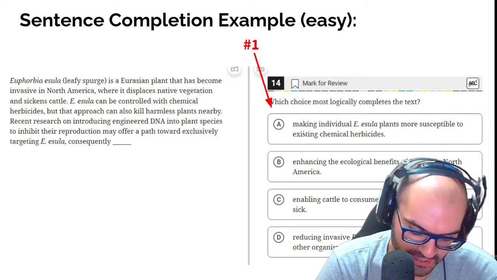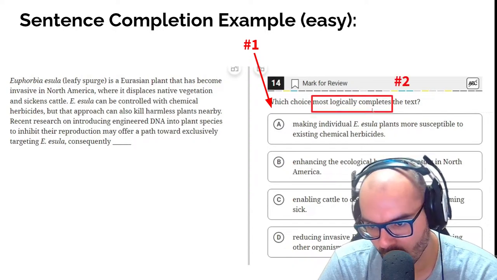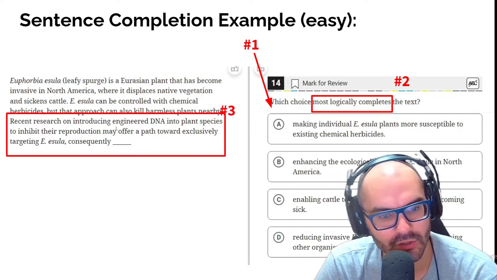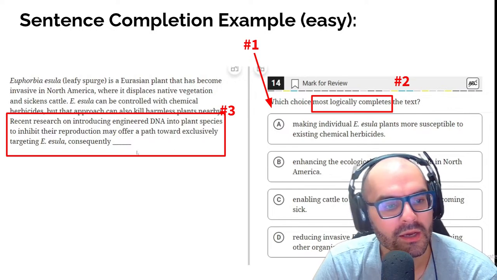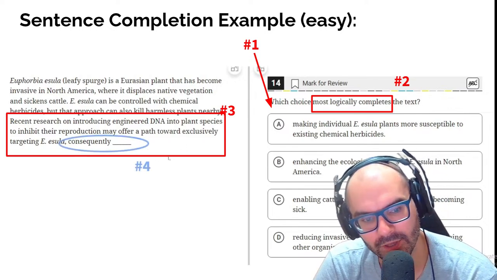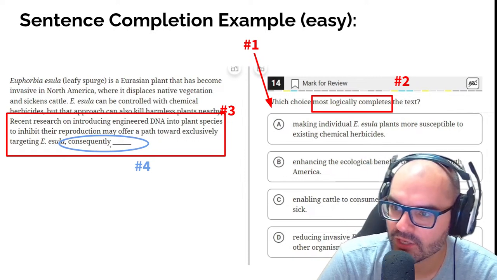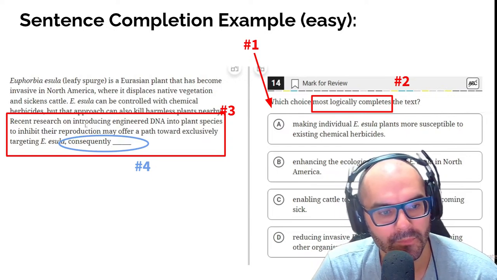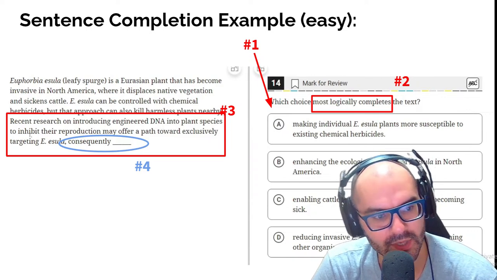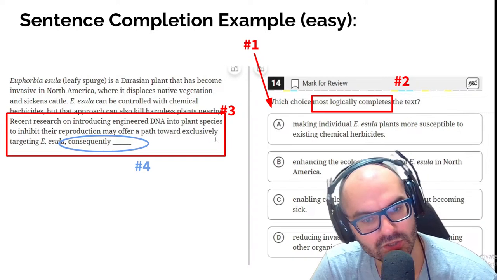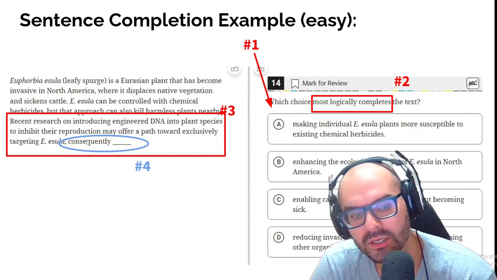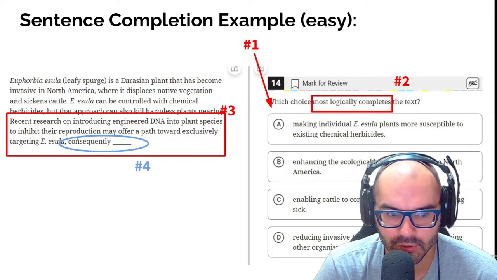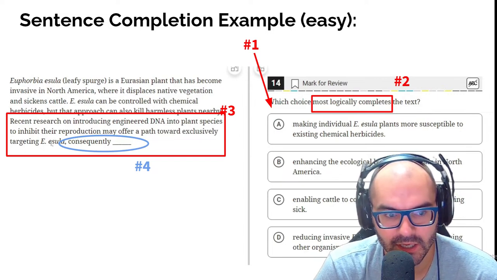Remember, I want to emphasize this every single week: start with the question. Look at what kind of question it is. That's your first two steps. Okay, question, completion. I know that I need to look around here, especially. In this case, I'm going to focus on this blank here. Consequently, they give me a transition word. So I want to think about what would be the direct consequence of this previous thing. Introducing engineered DNA into plant species to inhibit their reproduction may offer a path towards exclusively targeting E. acula. Consequently, so I'm trying to inhibit their reproduction to target this specific thing.